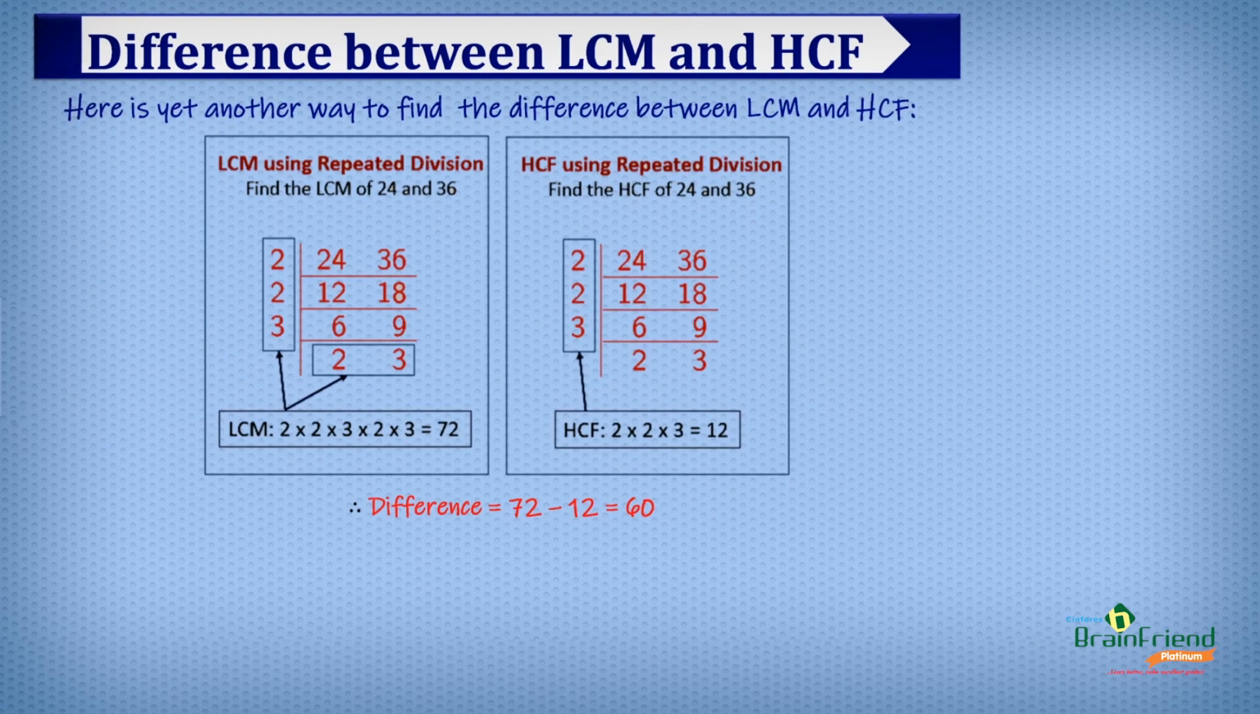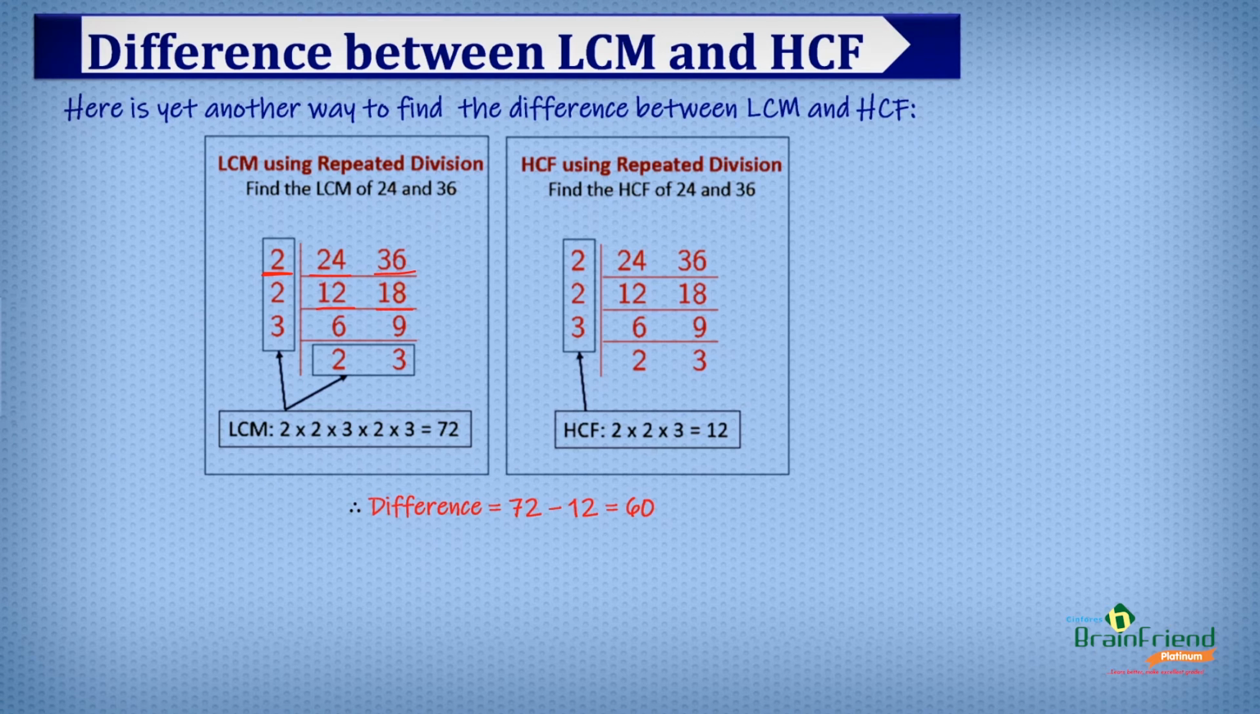Still on the difference between LCM and HCF, we can use the repeated division method to find both the LCM and HCF as shown here. We have the numbers 24 and 36. To start with, finding the LCM of the numbers 24 and 36, we can start doing our repeated division. First, we start with the number 2. 2 into 24 gives us 12. 2 into 36 gives us 18.